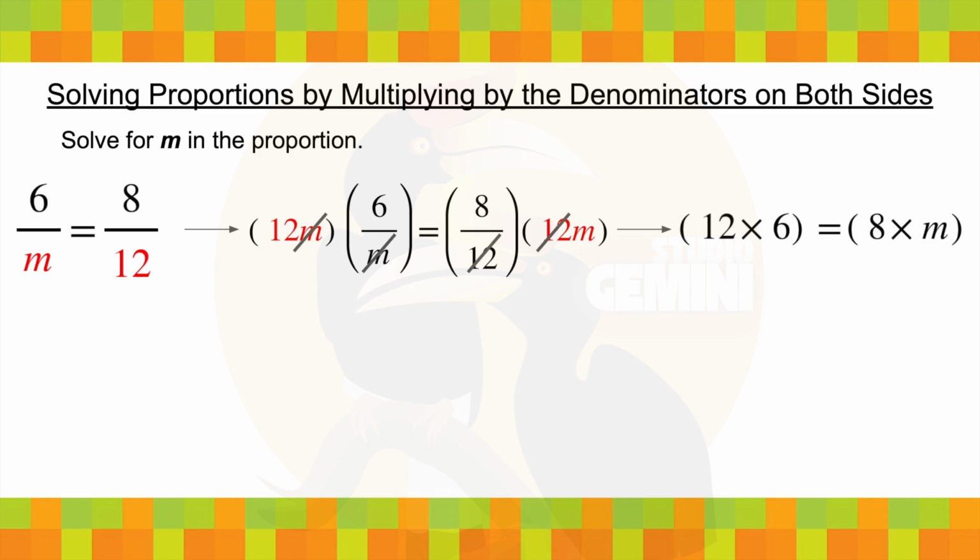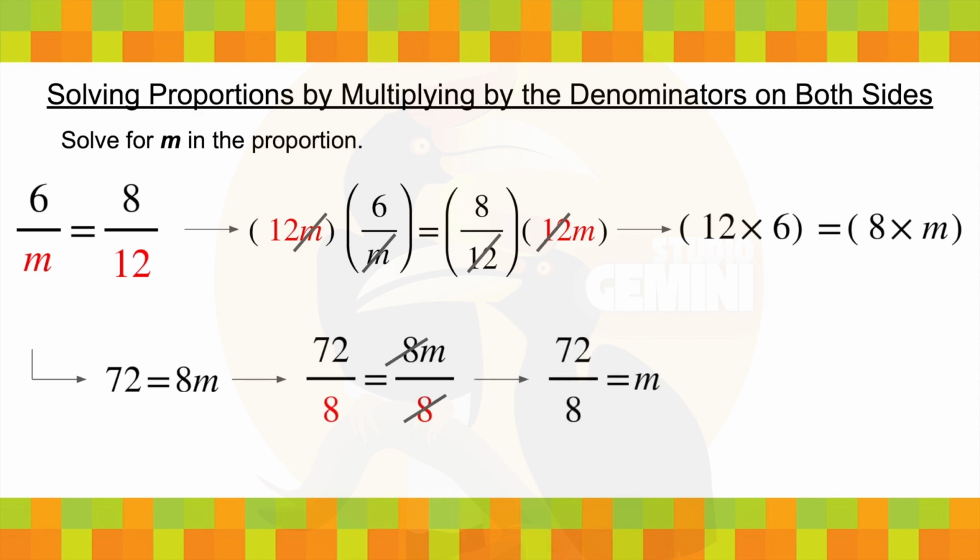If I simplify that, you get 72 equals 8m. Your next step is to divide both sides by 8 so you can isolate the m. Cancel out the two 8's on the right-hand side, and it will leave you with 72 over 8 equals m. 72 divided by 8 is equal to 9, so we should be left with our missing value m is equal to 9.